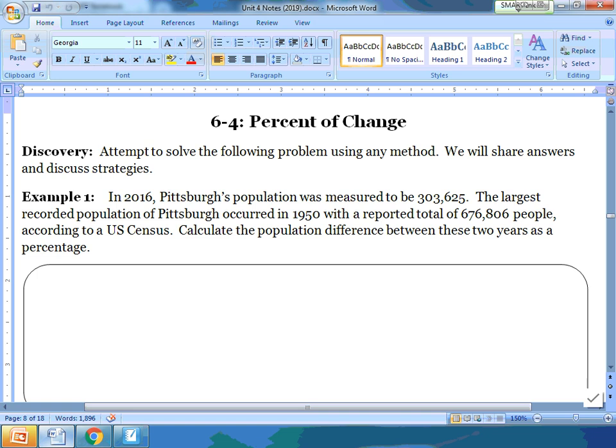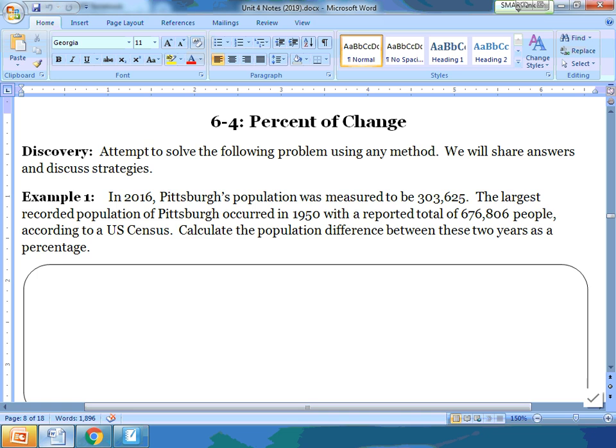So I want you to try this first problem here. It says in 2016, Pittsburgh's population was measured to be 303,625. The largest recorded population of Pittsburgh occurred in 1950 with a reported total of 676,806 people, according to the United States Census. We want to calculate the population difference between these 2 years as a percentage.